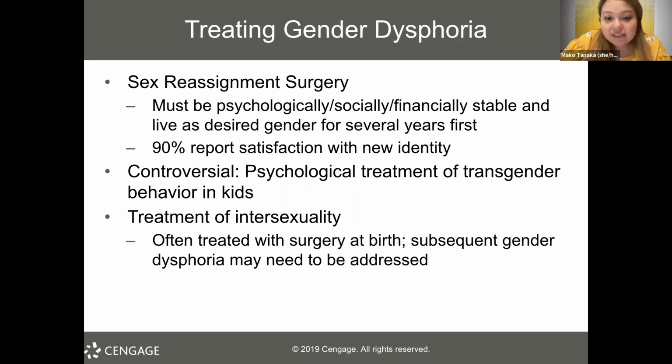It's not easy to get this surgery, and there are a lot of criteria or hoops that our system forces people to jump through in order to get this type of surgery, including being stable in all areas of their life or in a lot of areas of their life, living as their desired gender for several years prior, typically being diagnosed with this dysphoria and other factors. But most people actually really benefit from getting this procedure. And it's estimated in recent years that about 90% of people with gender dysphoria who have had sex reassignment surgery were later satisfied with that decision.